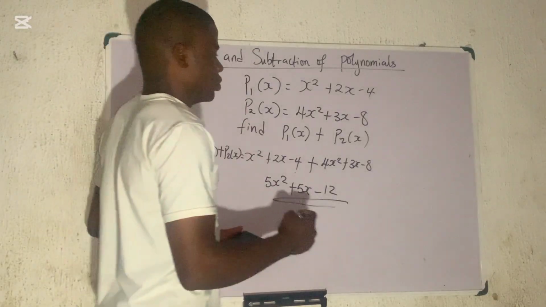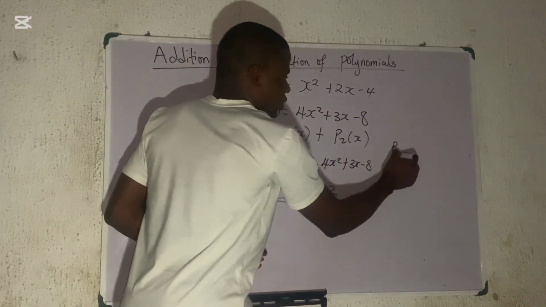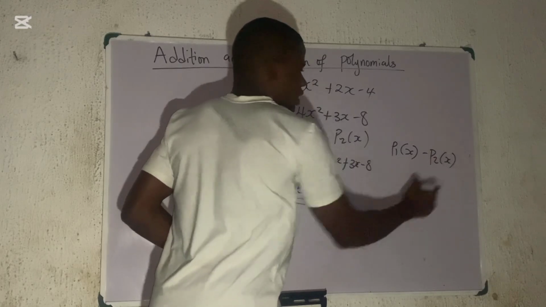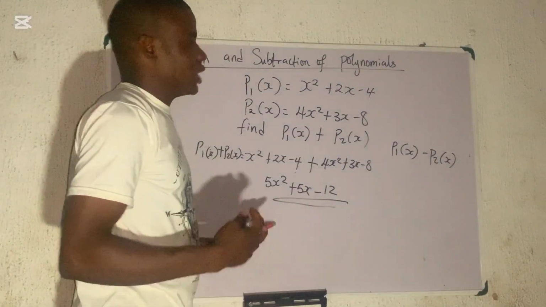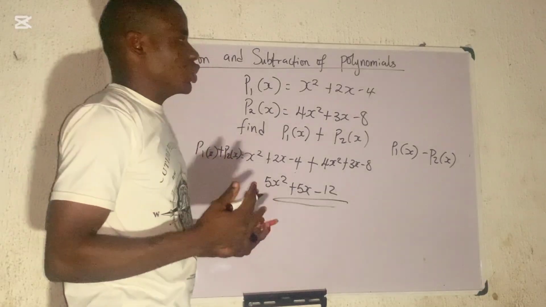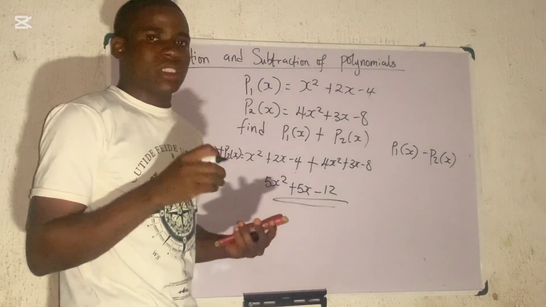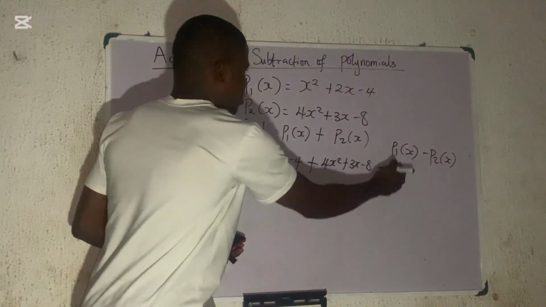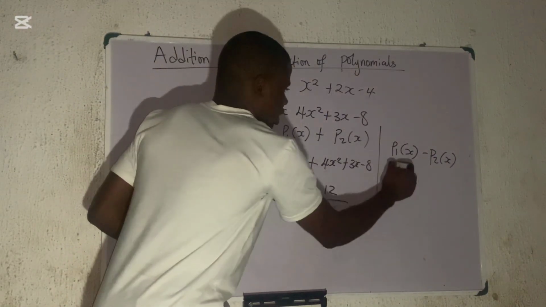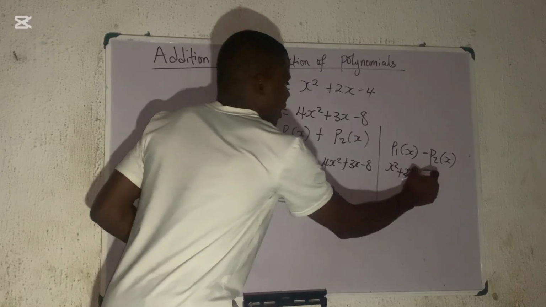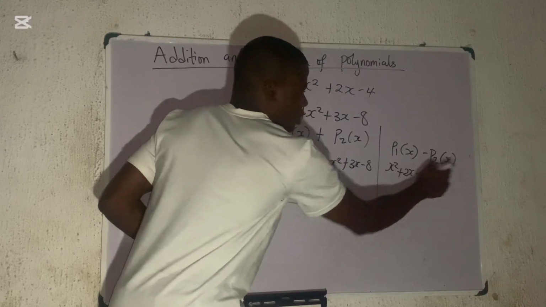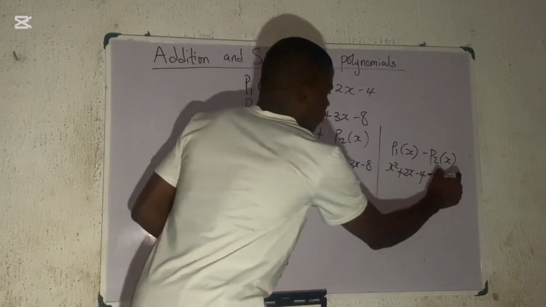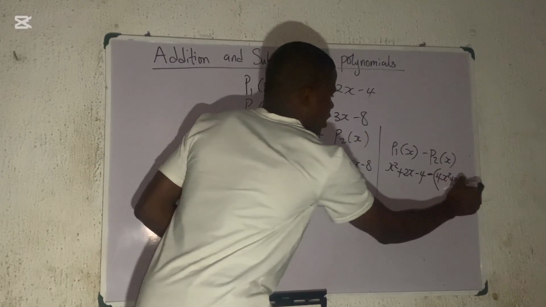They can equally ask you to give them the value of P1 of x minus P2 of x. Now, this is subtraction. It is still very simple. Addition and subtraction are very simple. What you need is just to detect those that are like terms. So, P1 of x minus P2 of x. P1 of x is given by x squared plus 2x minus 4. Then minus P2 of x, which is given by 4x squared plus 3x minus 8.